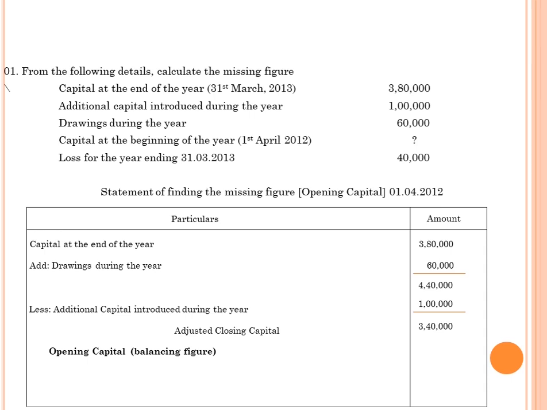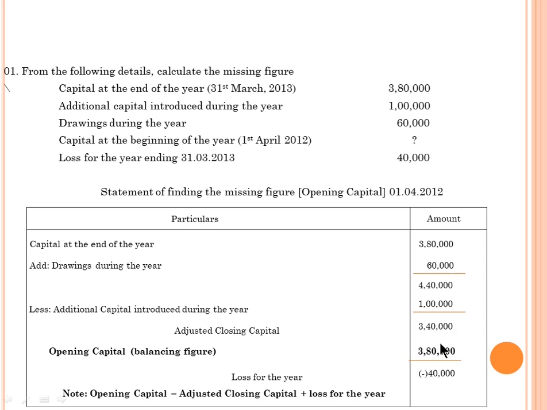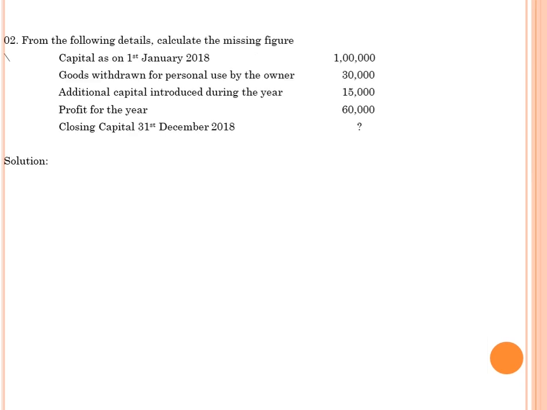Anyway, write down the opening capital, and finally the loss or profit. But here the problem is given loss 40,000. Just apply the loss. Listen carefully, we have one note: opening capital equals adjusted closing capital plus loss for the year. You know the value of adjusted closing capital 3,40,000, add loss for the year 40,000. So now what is the value of the missing figure? 3,80,000.